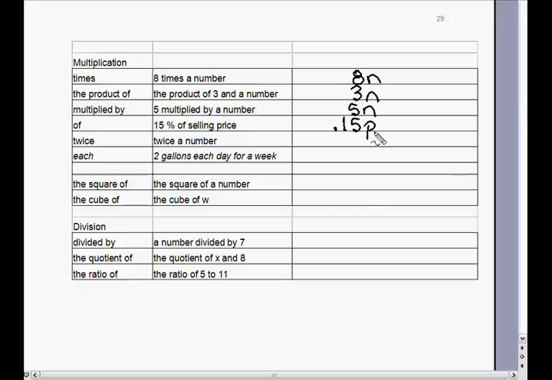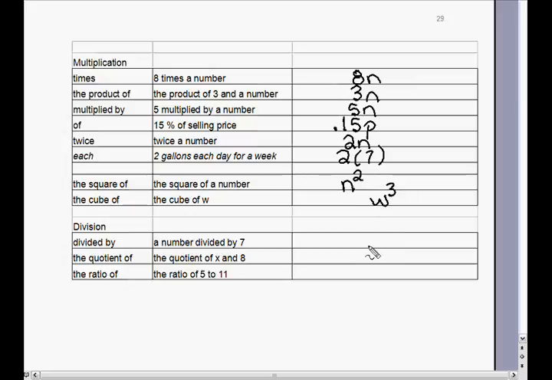P for price, S for selling. I use a variable that represents what it is that I'm trying to find and not just X, which would represent anything. Twice a number is 2 times a number. And the each. 2 gallons each day for a week. So that's 2 gallons times 7 days. So that each could also imply a multiplication. The square of a number is written n with a little 2 in the back as the exponent. The cube of w is w, written with a little 3.